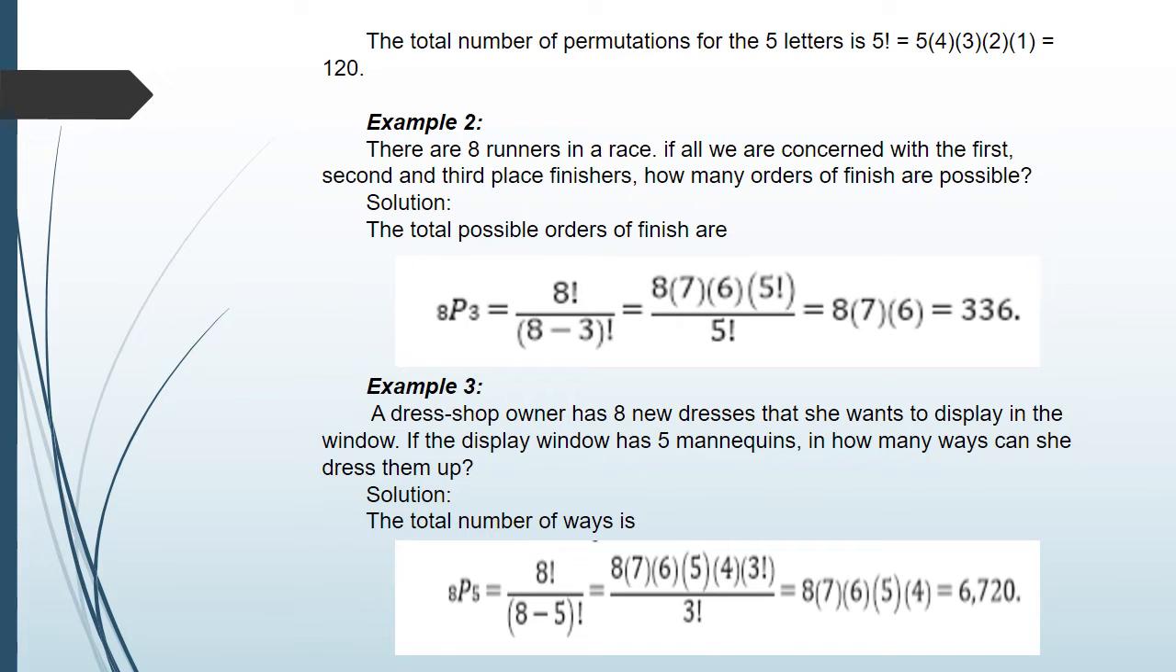Example 3. A dress shop owner has 8 new dresses that she wants to display in the window. If the display window has 5 mannequins, in how many ways can she dress them up? Solution. The total number of ways is 8P5 is equal to 8 factorial over the quantity 8 minus 5 factorial is equal to 8 times 7 times 6 times 5 times 4 times 3 factorial over 3 factorial is equal to 8 times 7 times 6 times 5 times 4 is equal to 6,720.